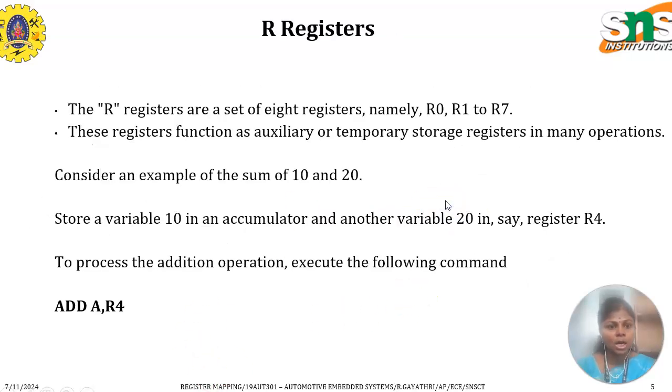Then coming to the R register, it is a set of 8 registers, namely R0, R1, R2, R3, R4, R5, R6, R7. These registers function as auxiliary or temporary storage registers in many operations. Let us have an example. We have to do the addition of 10 and 20. We store the variable 10 in the accumulator and the other variable, 20, in, say, the R4 register.